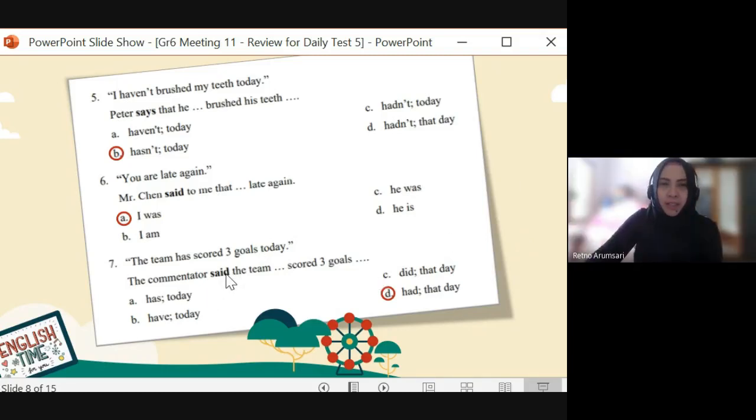This is the key, 6D. Again, says. If you see says, look at page one again. What do you need to do with that? If you see said, look at page one again. What do you need to do with that? If you see said. Okay.